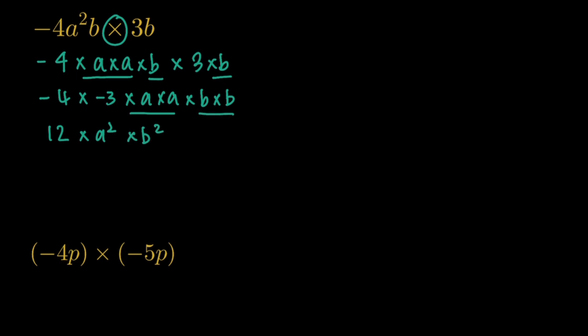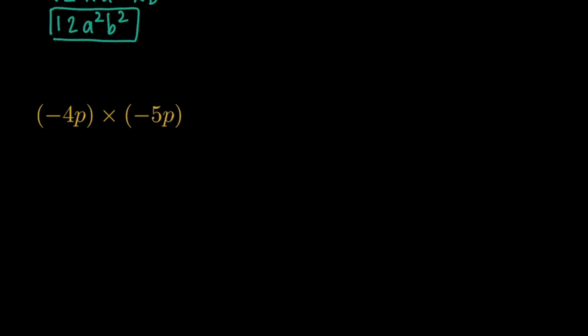An important thing in simplifying algebraic products is that in the final answer, you want to omit writing the times signs. So what happens here is instead of writing negative 12 times a squared times b squared, we will be writing negative 12a squared b squared. So this is the final answer.